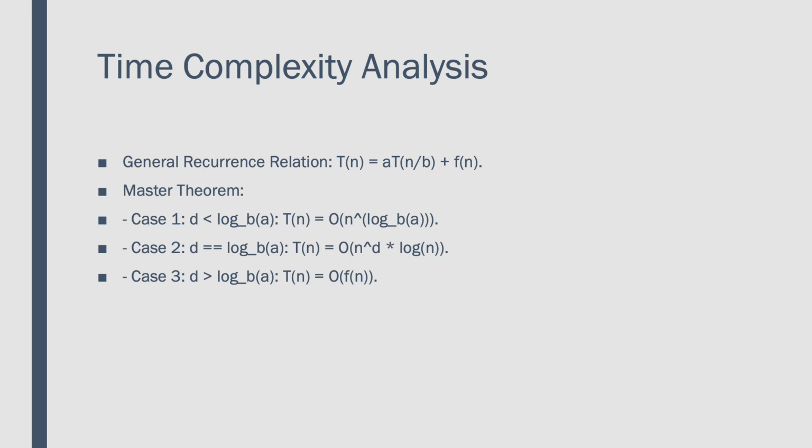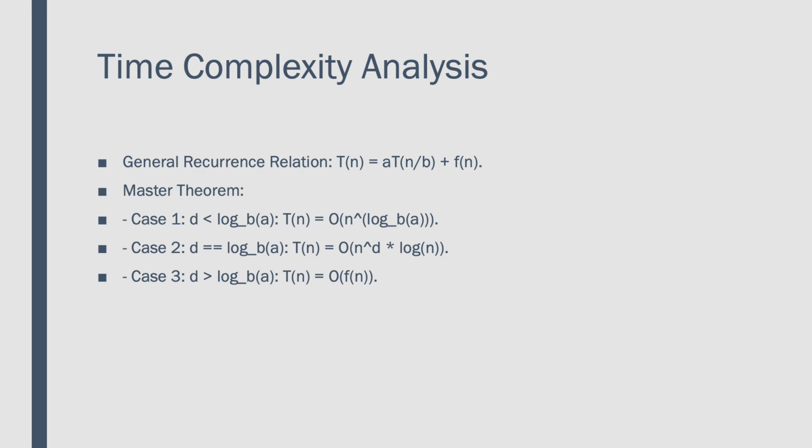So we'll analyze the time complexity of divide and conquer algorithms using the recurrence relation and the master theorem. Most divide and conquer algorithms follow a recurrence relation of the form T(n) = a T(n/b) + f(n). This is the general recurrence relation, where a is the number of subproblems, b is the factor by which the problem size is reduced in each recursive step, and f(n) is the additional cost outside the recursive calls.